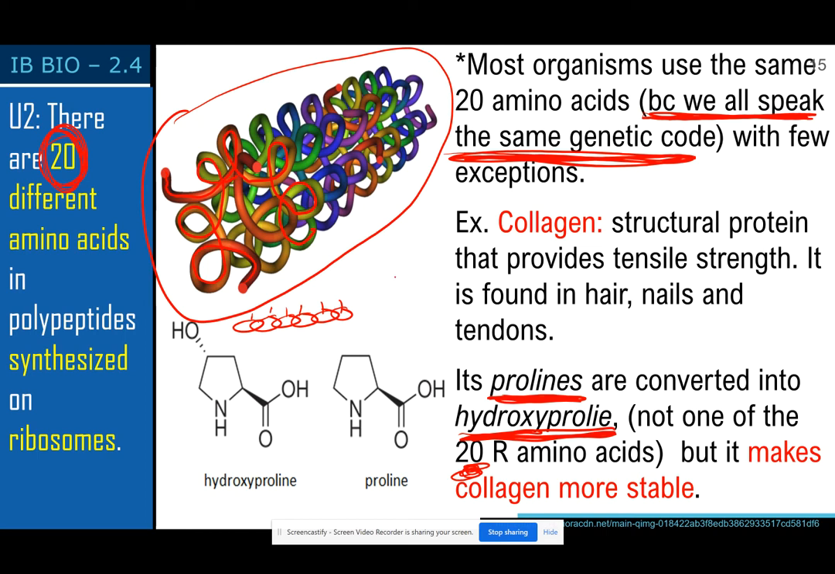So a true protein is multiple polypeptide chains. Collagen is a good example of a protein because look at all these different polypeptide chains. There's a whole bunch in there.